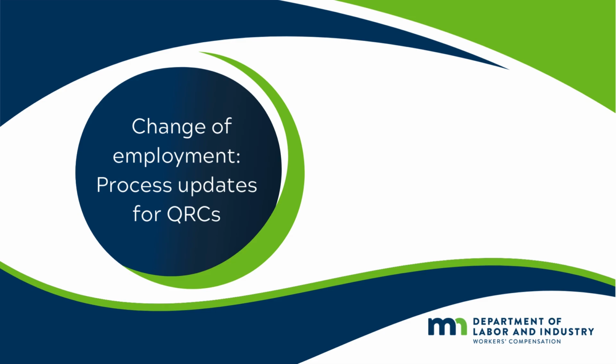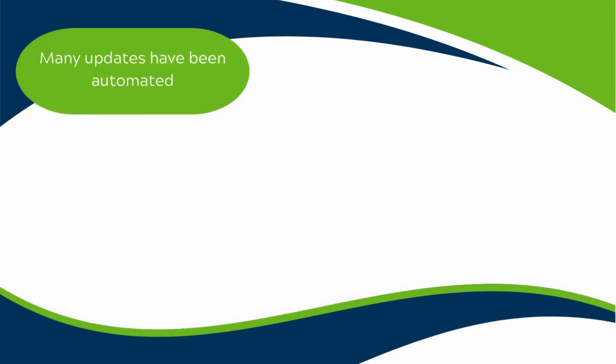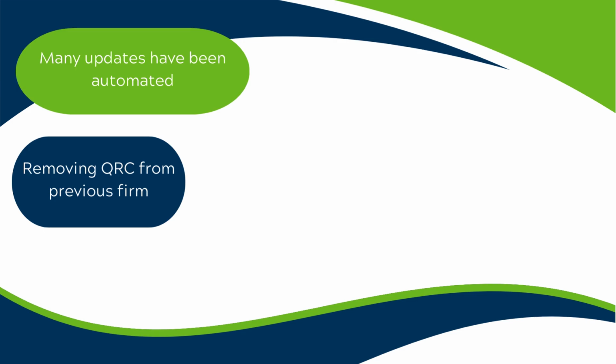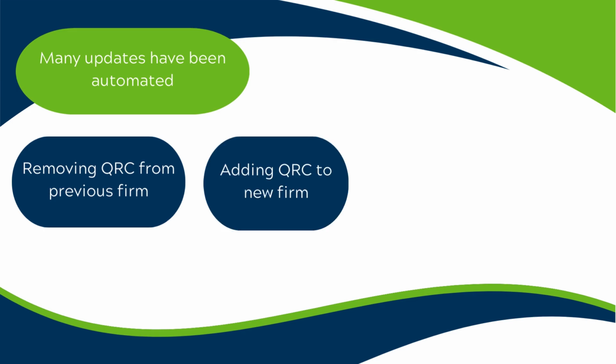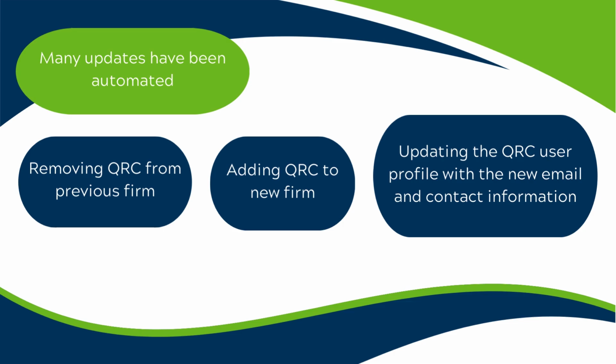This video highlights recent updates to the change of employment process for QRCs and QRC interns. Many of the updates that are necessary when a QRC or QRC intern moves from one employer to another have been automated. Automatic changes include removing the QRC from the previous firm, adding the QRC to the new firm, and updating the QRC user profile with the new work email address and any changes to the phone or public address.